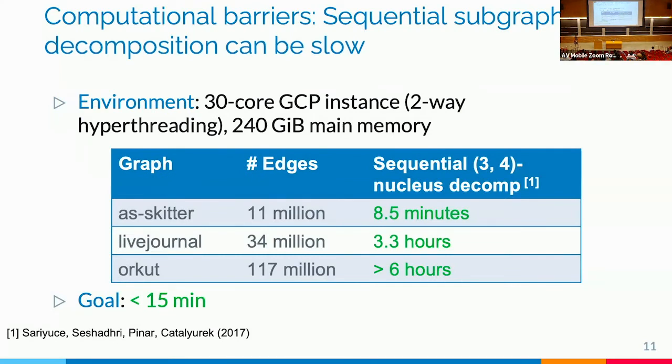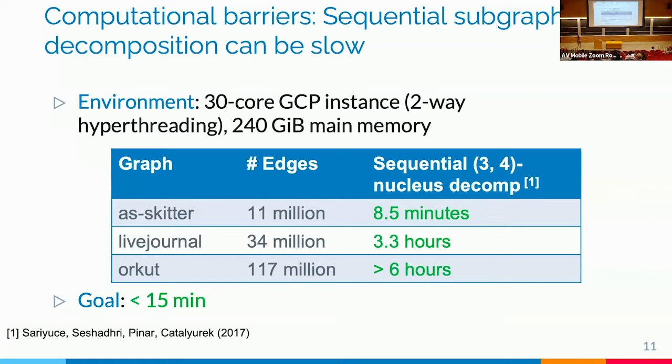Throughout this, I'll be using the same machine, a 30-core GCP machine with 2-way hyperthreading and 240 gigs of main memory. This is some commodity hardware that you can get for about $4 or $5 an hour. The previous state-of-the-art work by Sariyüce, Seshadhri, Pinar, and Çatalyürek actually has a sequential nucleus decomposition implementation. And they're able to run 3-4 nucleus decomposition on a variety of real-world graphs. Here we have the skitter graph with 11 million edges, the LiveJournal graph with 34 million edges, and the Orkut graph with 117 million edges.